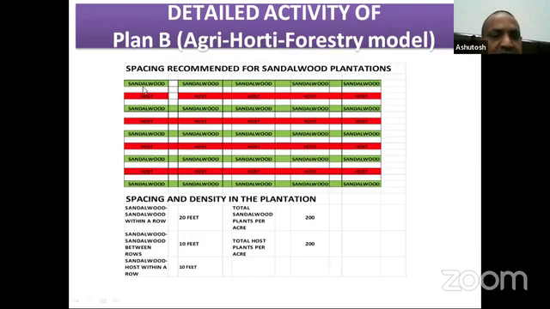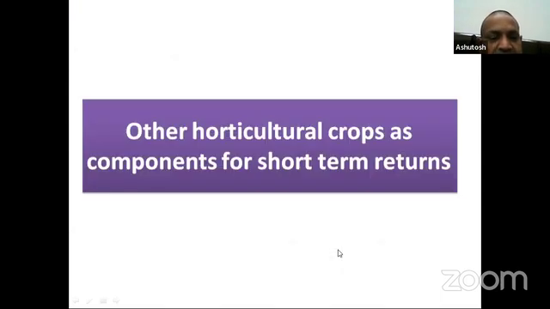So you can see sandalwood at 20 feet distance. Then at one end you are having drumstick. Between two sandalwood you put one drumstick as a host crop, right? So which are the other horticultural crops which we can take up?